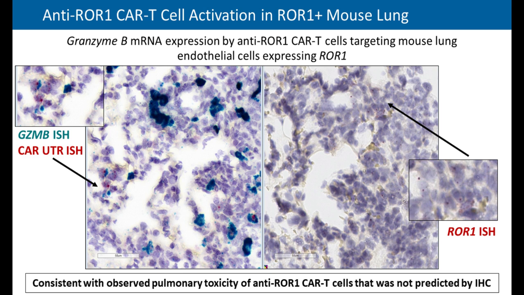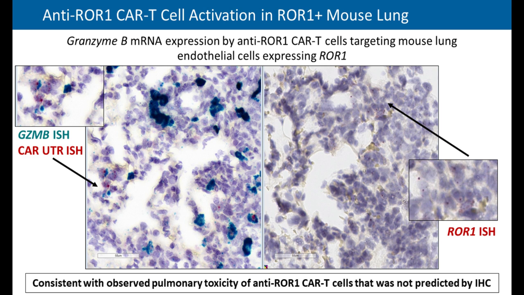On the other hand, when they looked at the efficacy of the anti-ROR1 CAR T therapy, the result was something different. They were seeing a lot of toxicity in the mouse lung, and they were trying to identify the reason behind this toxicity. When they used IHC to identify the expression of ROR1, they saw that they were not able to pick up any ROR1 signal in the lung tissue, but they were still getting this pulmonary toxicity because of CAR T therapy.